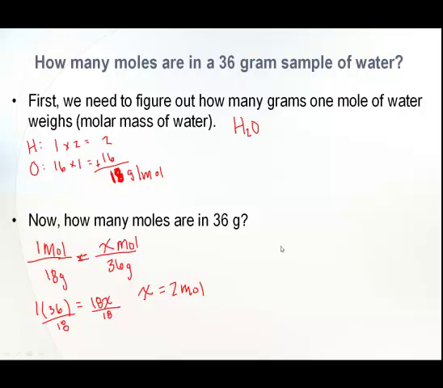You also could have just seen that 18 times 2 is equal to 36. If that was obvious to you, you would have known that 18 is the mass of 1 mole, and if I double that, I would get 36. So that means that 36 grams must have 2 moles of water.